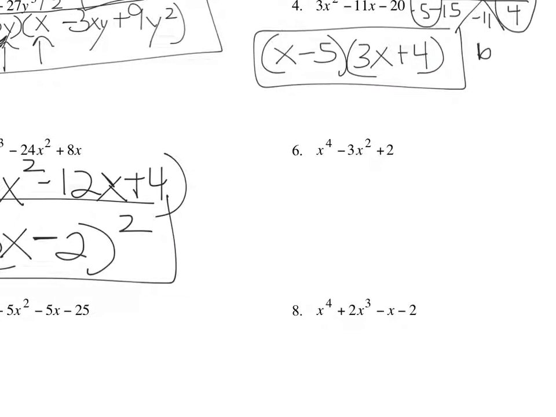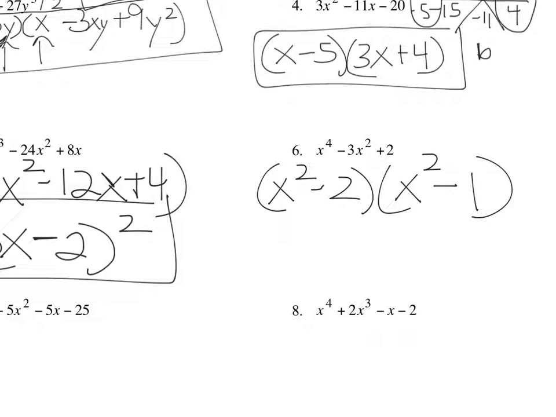Number 6 was one of those that it's a 4th degree polynomial, but we're going to factor it just like we would a regular old quadratic. We're going to write our 2 binomials there. But instead of x and x, we're going to write x squared and x squared. And then we go, all right, what times what is 2 adds up to negative 3? Yeah, there you go. Negative 2 and negative 1.